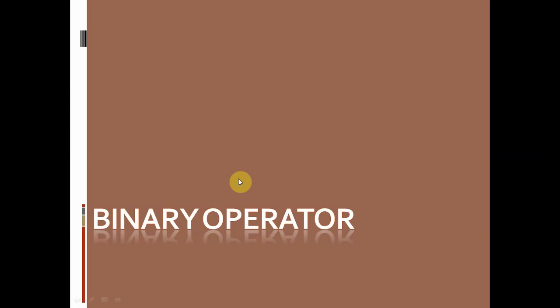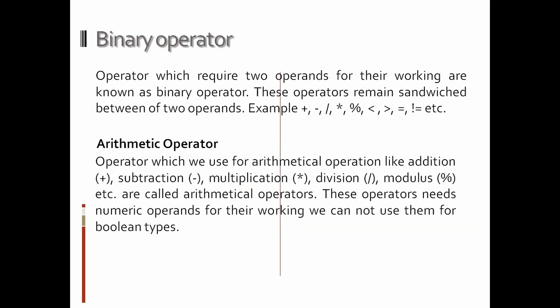In this class we will study binary operators. In the previous class we studied binary operators in the first class of operators, so again we will revise it. Operators which require two operands for their working are known as binary operators, and these operators remain sandwiched between two operands, and these are plus, minus, divide, multiply, lesser than, greater than, equals to, not equals to, etc.